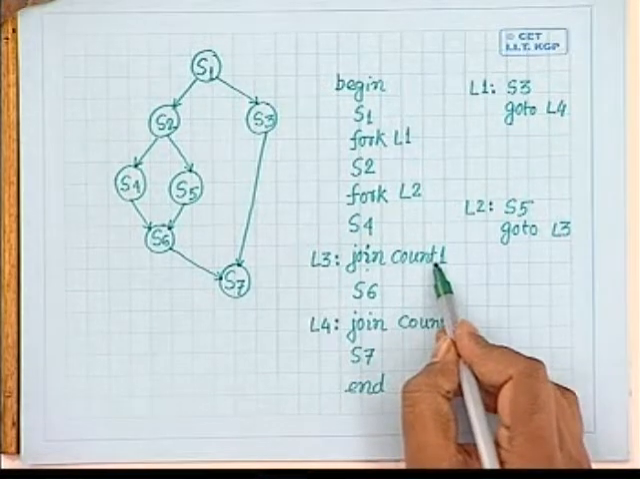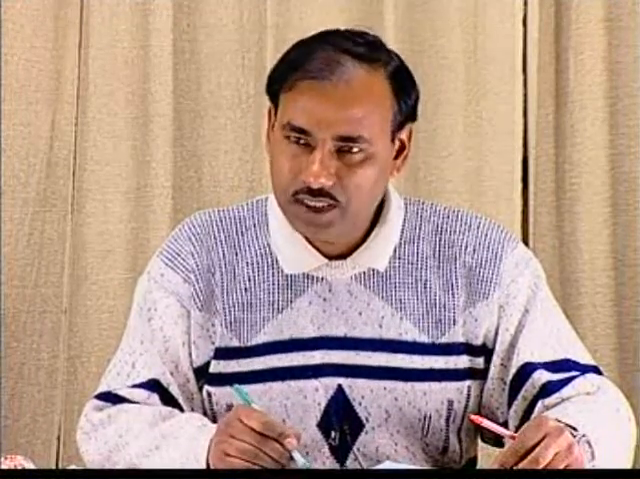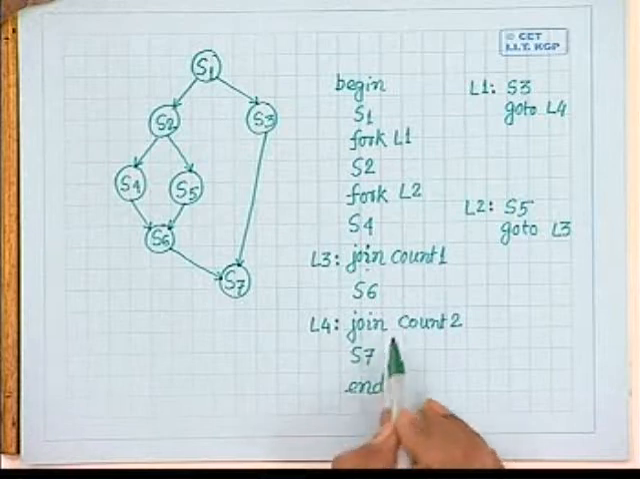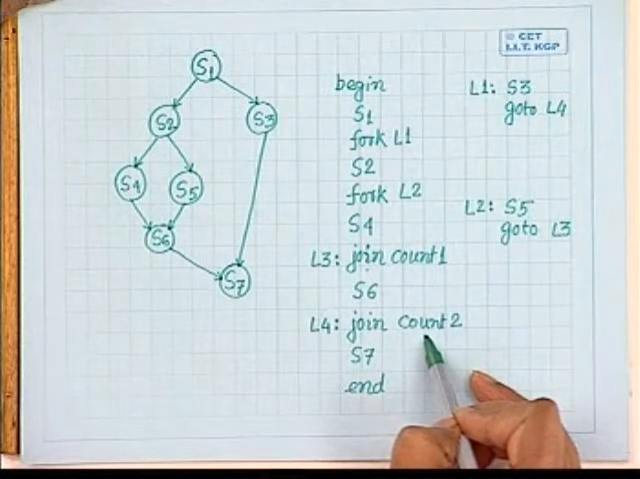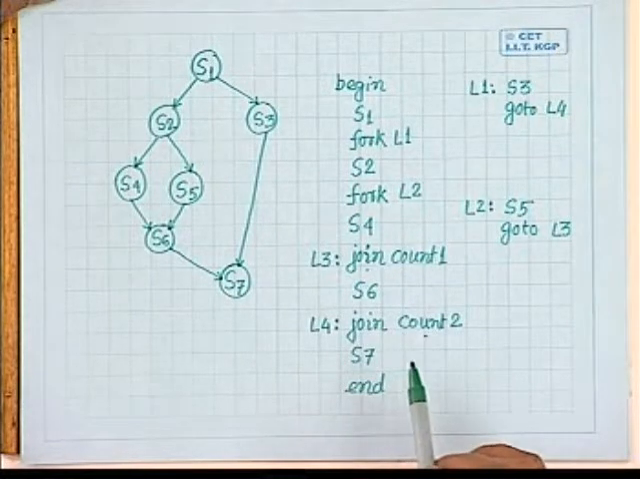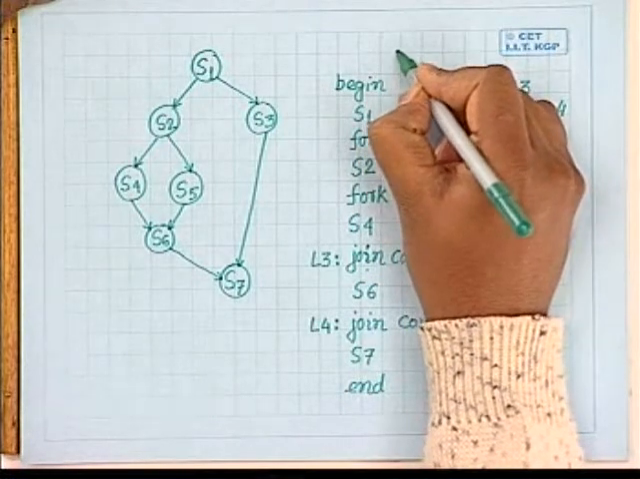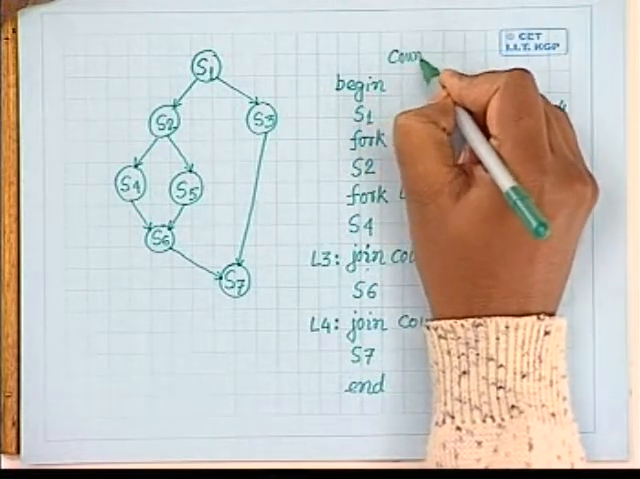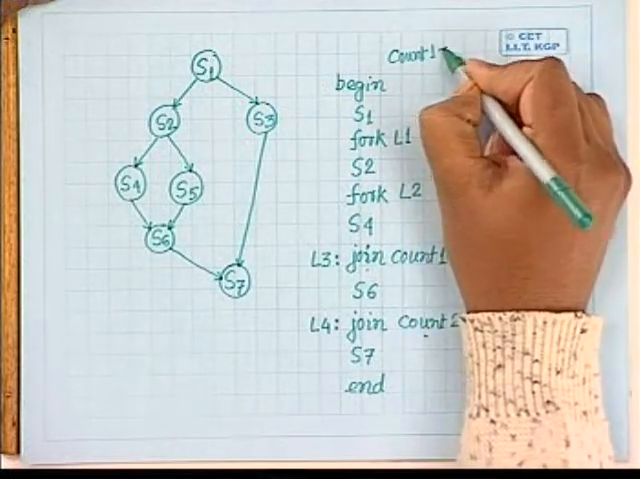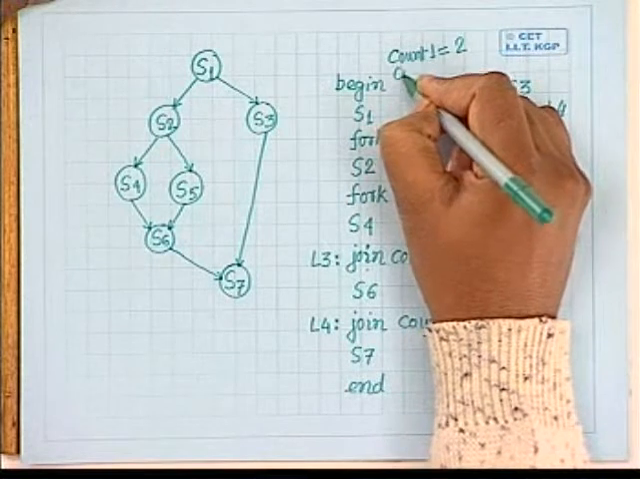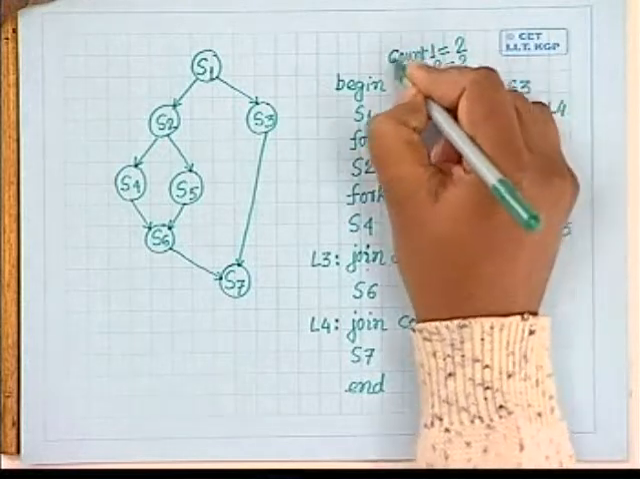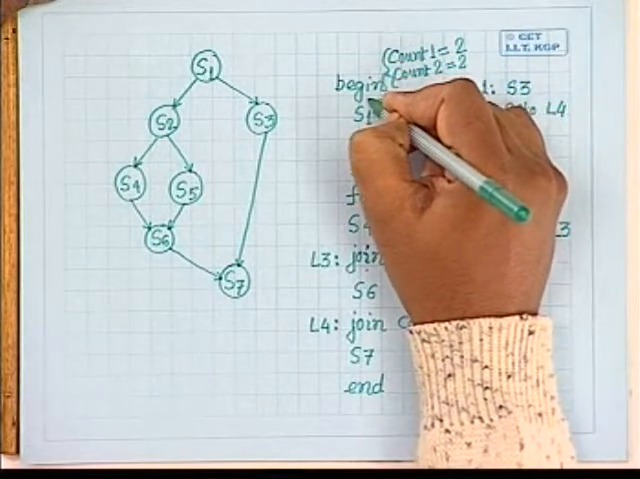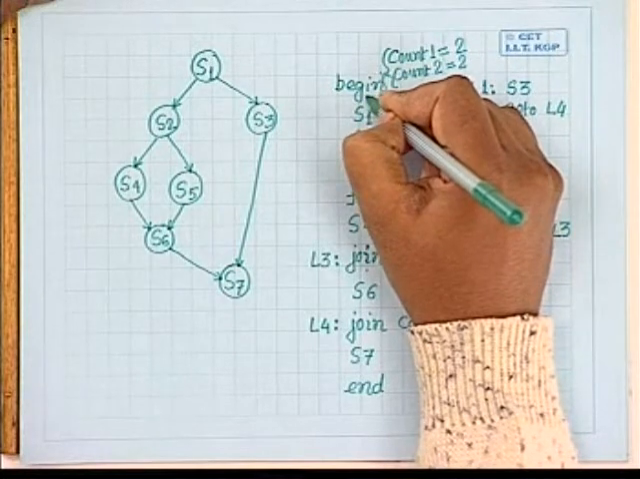So you find that I have to have two count variables, count 1 and count 2. This join statement combines two processes. This join statement also combines two processes. That means both count 1 and count 2 have to be initialized to the value 2. So here I have to have count 1 equal to 2, count 2 also equal to 2. This initialization has to be done here.